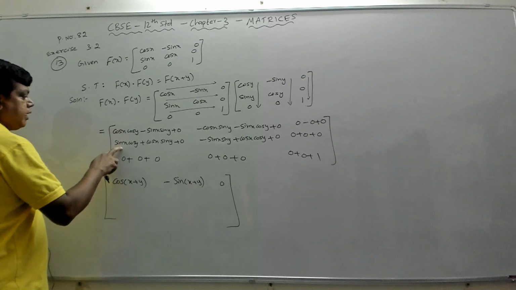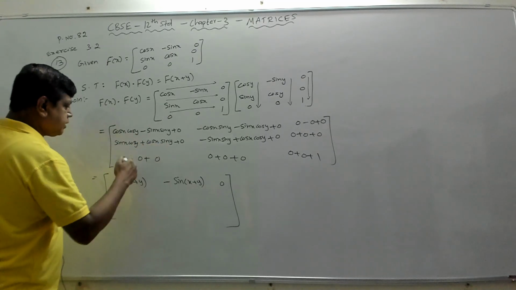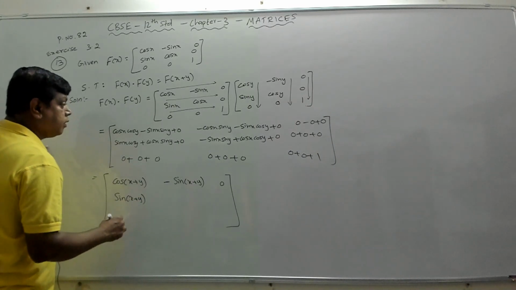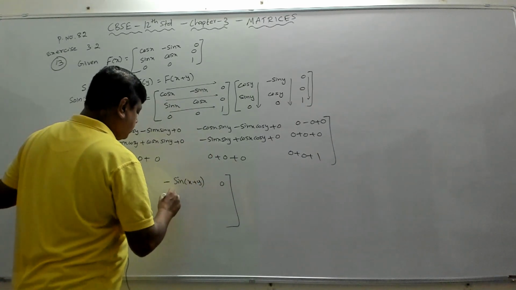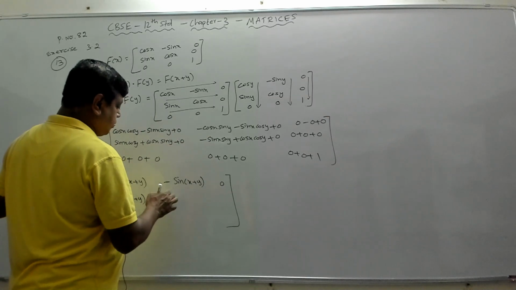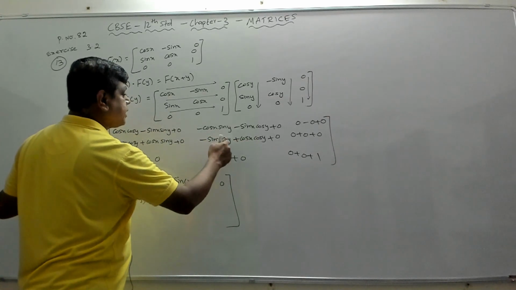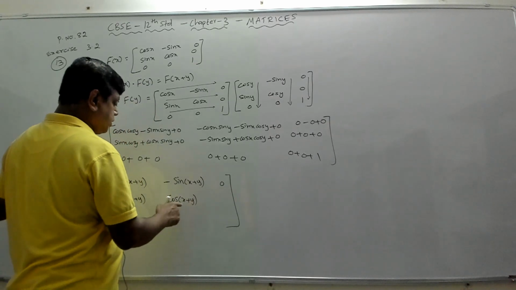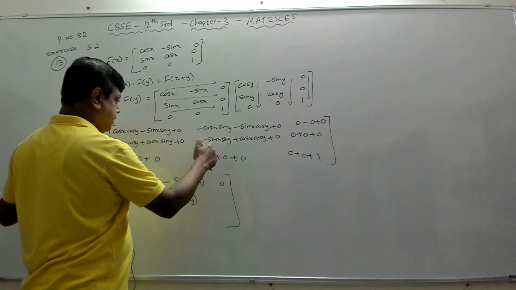Now again, this is sin x cos y plus cos x sin y, which will become sin of x plus y. Then here, if I take minus common, no, we need not take minus common, we can directly write cos x cos y minus sin x sin y is cos of x plus y, because cos of x plus y is again cos x cos y minus sin x sin y. It's like this.